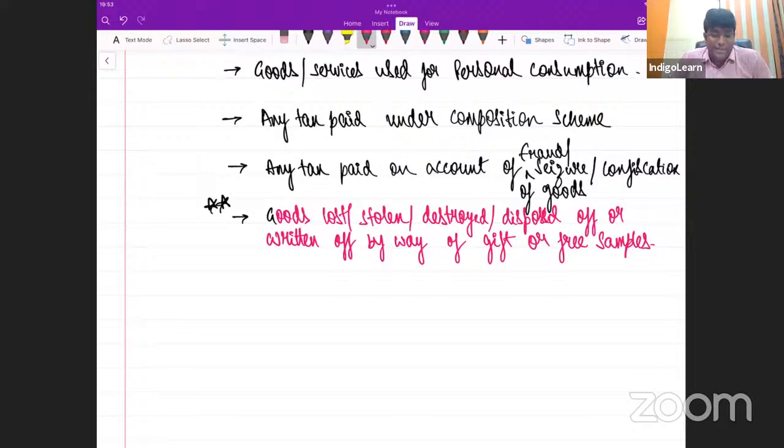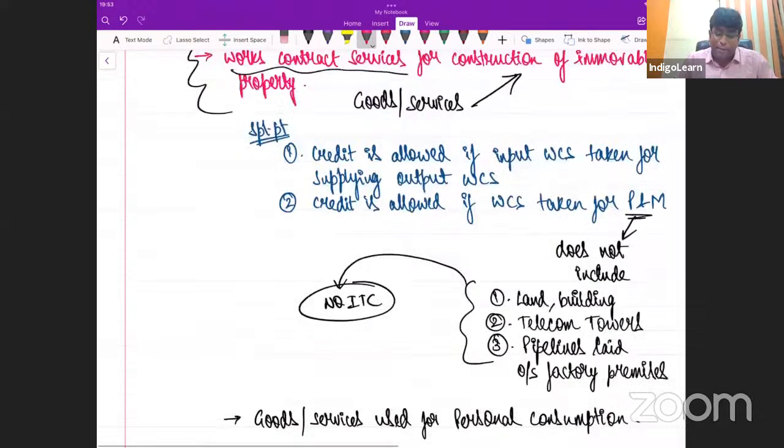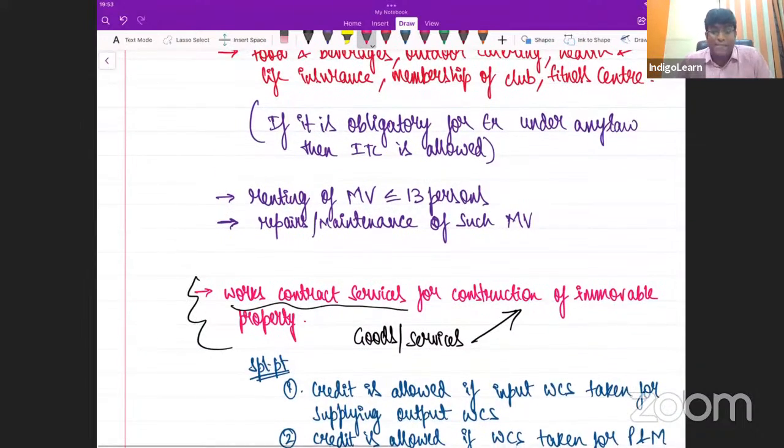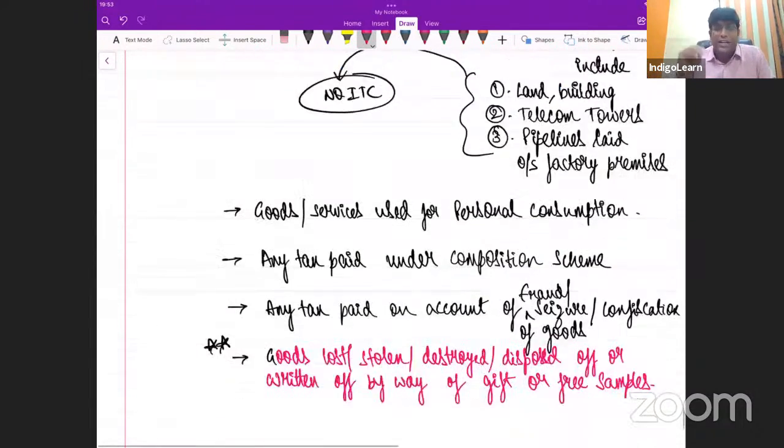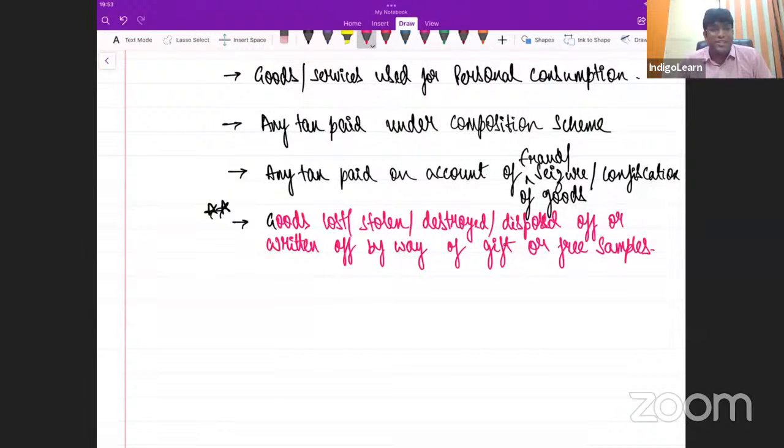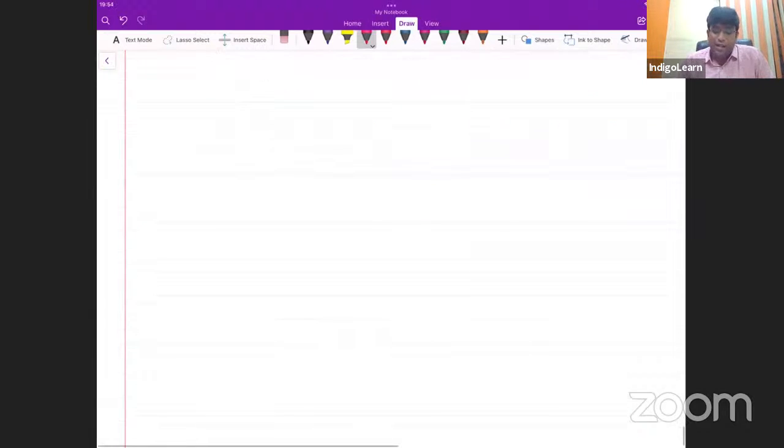No doubt about it. So friends, these are the various interesting points we have in the concept related to block credits. Very important, and a high possibility that a question will come in the exam from this concept of block credits. So friends, I also want to discuss today some more special points in input tax credit where high possibility question will come. That is about section 18.